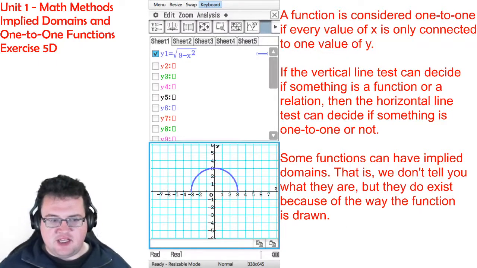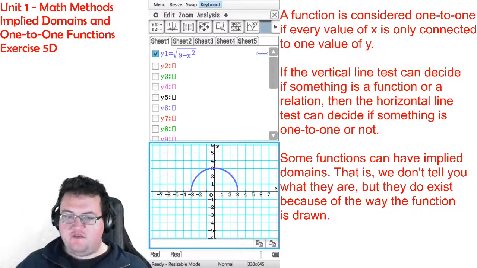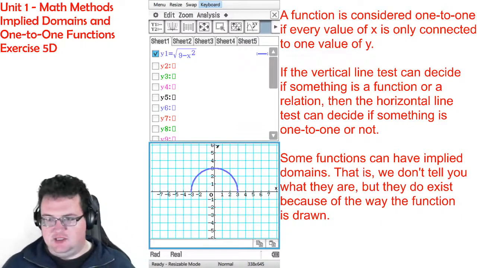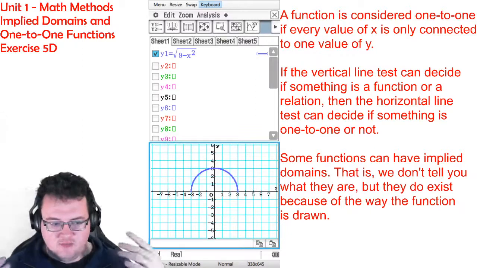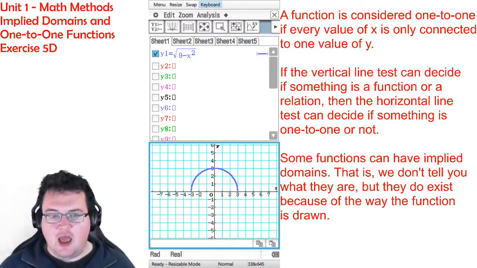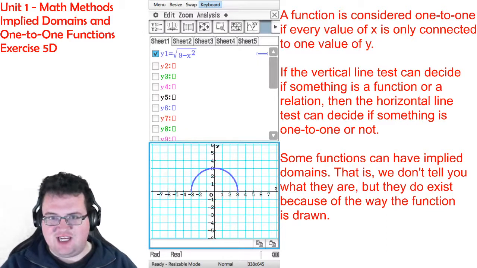Graphs with properties of places that don't exist, or where there are no restrictions given, have implied domains. Your job is to recognize where those implied domains start and finish, and then what the associated range is to go with them. So exercise 5D has questions regarding what we've talked about today.